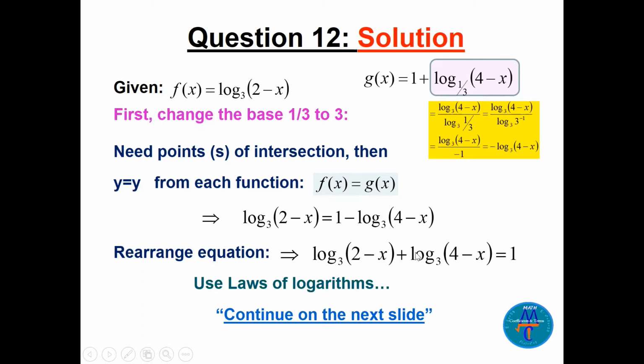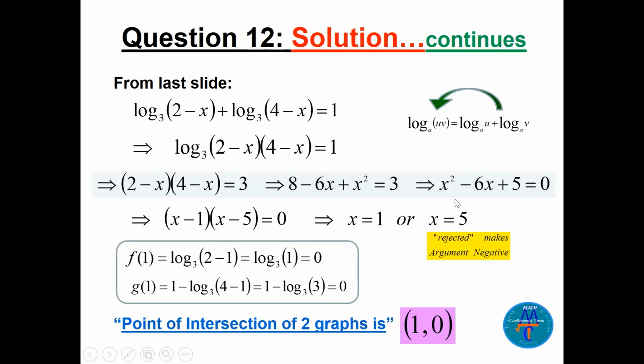Use the laws of logarithm. So this becomes a product. See this one here, product backwards. So log base 3 of (2 minus x) times (4 minus x). When you multiply them and rearrange the equation, you get x squared. Please, you can check all these numbers. x squared minus 6x plus 5 is equal to 0. Factor it. There are two solutions, x equals 1 or x equals 5.